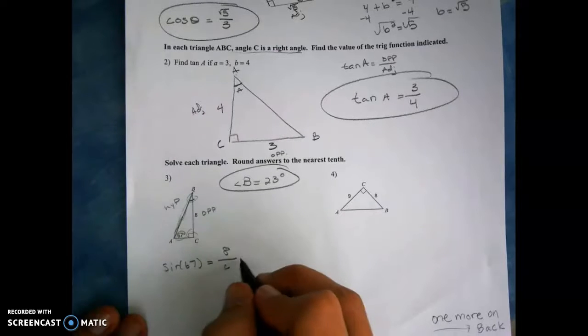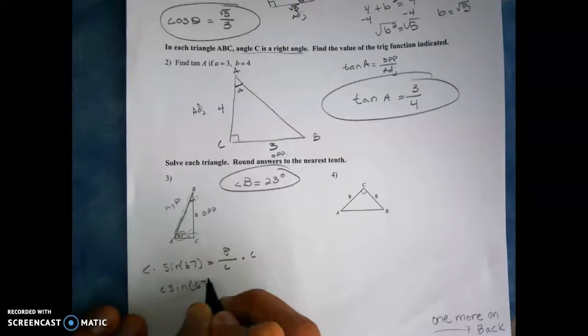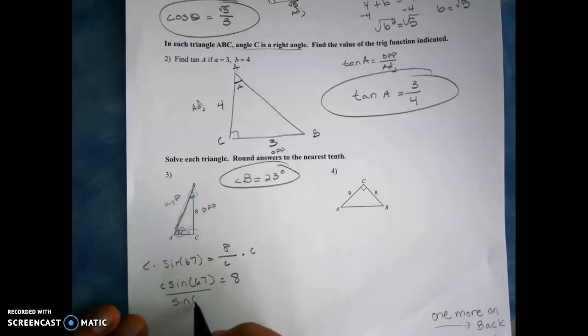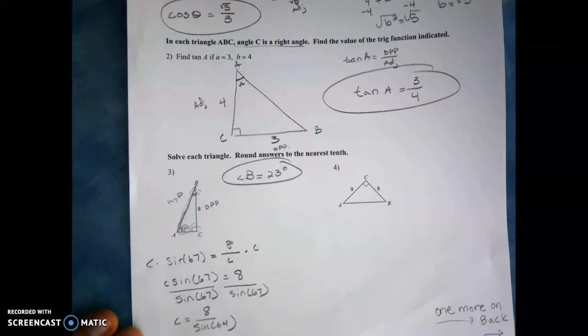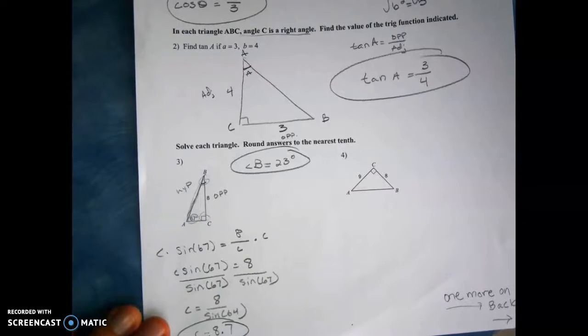Okay, now we want to solve for c, so I'm going to multiply by c. We get c times the sine of 67 is equal to 8. Well, c is still not by itself, so I'm going to divide by sine of 67, divide by sine of 67. We get c is equal to 8 divided by the sine of 67. Okay, then I plug that into my calculator, so I have 8 divided by the sine of 67 degrees. There we go. We get c is equal to 8.7. And we're rounding to the tenth place here.